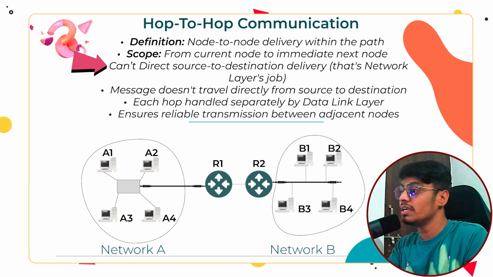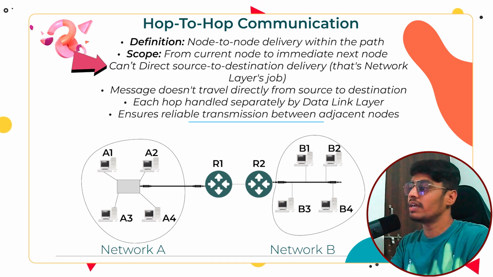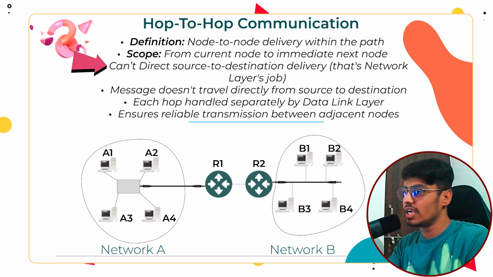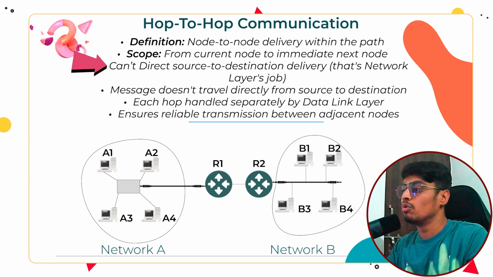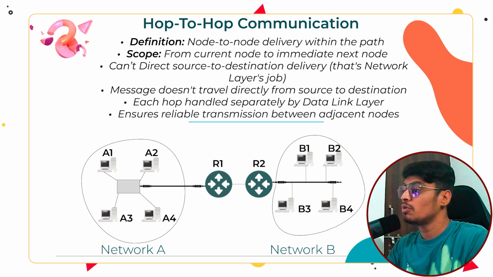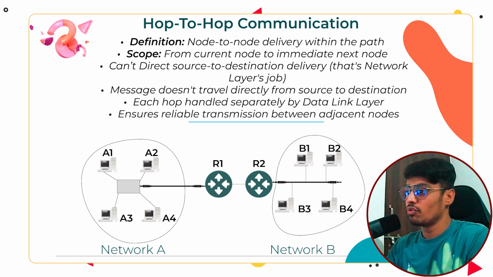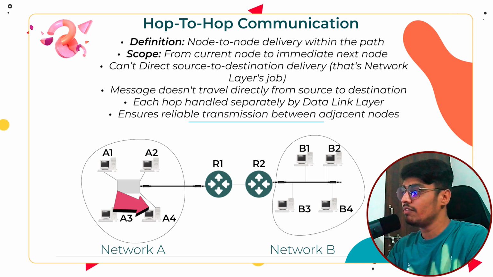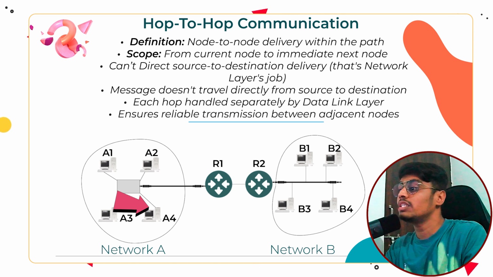But the responsibility of data link layer is not to worry about the final destination. That is the responsibility of network layer, which determines how to move data from source to destination. The responsibility of data link layer is much more focused. When a message starts from A4, that message goes first to which router or node?